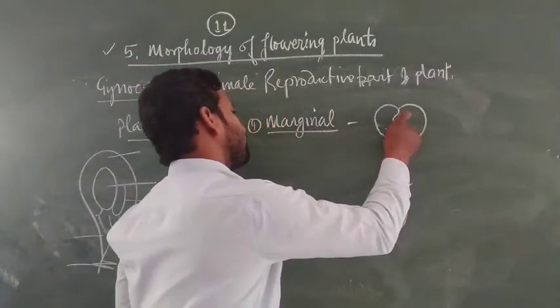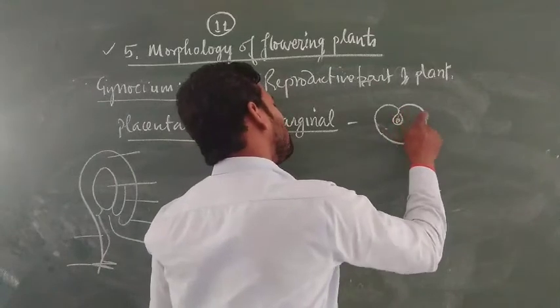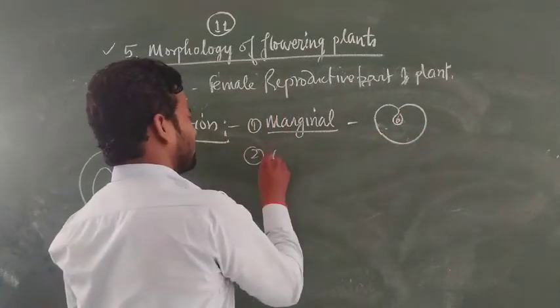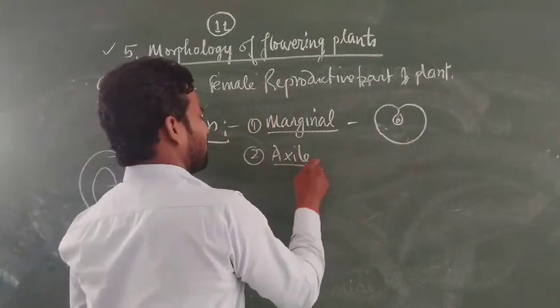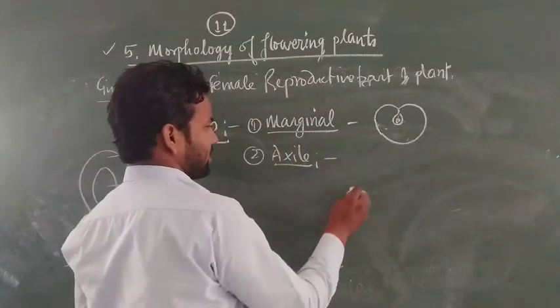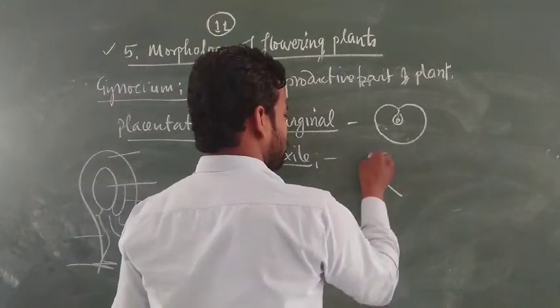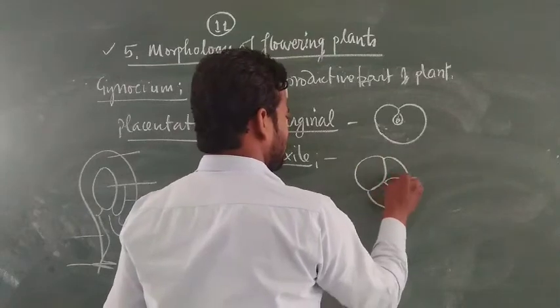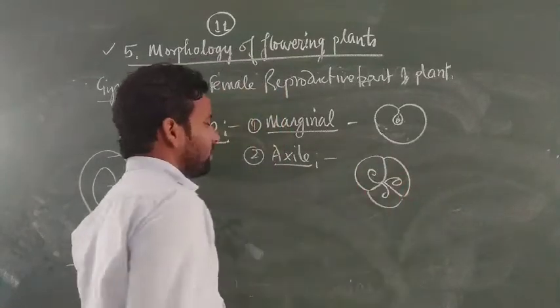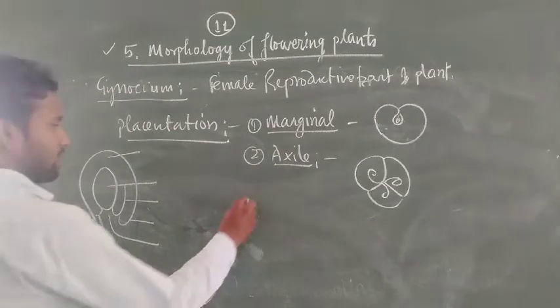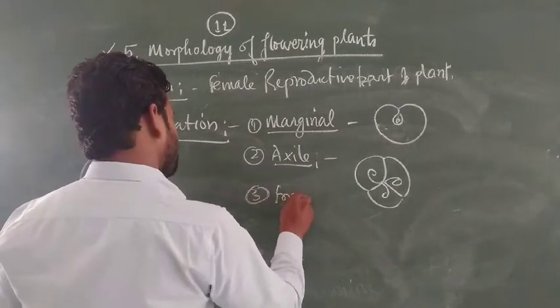So this one is marginal placentation. Second is called axial placentation. Here each ovule is attached at the axial position. This is an ovule that is attached at the axial position. Okay. Third is free central placentation.